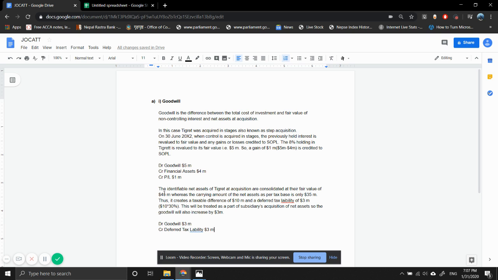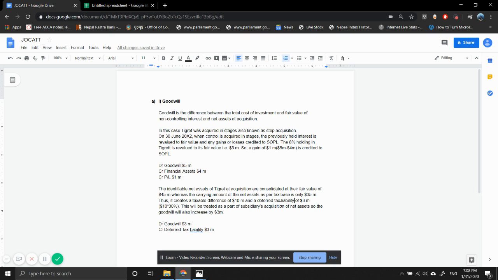Because when we are acquiring any subsidiary, we value that asset at fair value, right? So the valuation might be higher than the carrying amount, so that creates a taxable difference, and in this case it has created a taxable difference of 10 million. The tax percentage is 30%, so that will be our deferred tax liability. It's not a liability right now because we won't be selling it straight away, right? That's why it's a deferred tax liability.